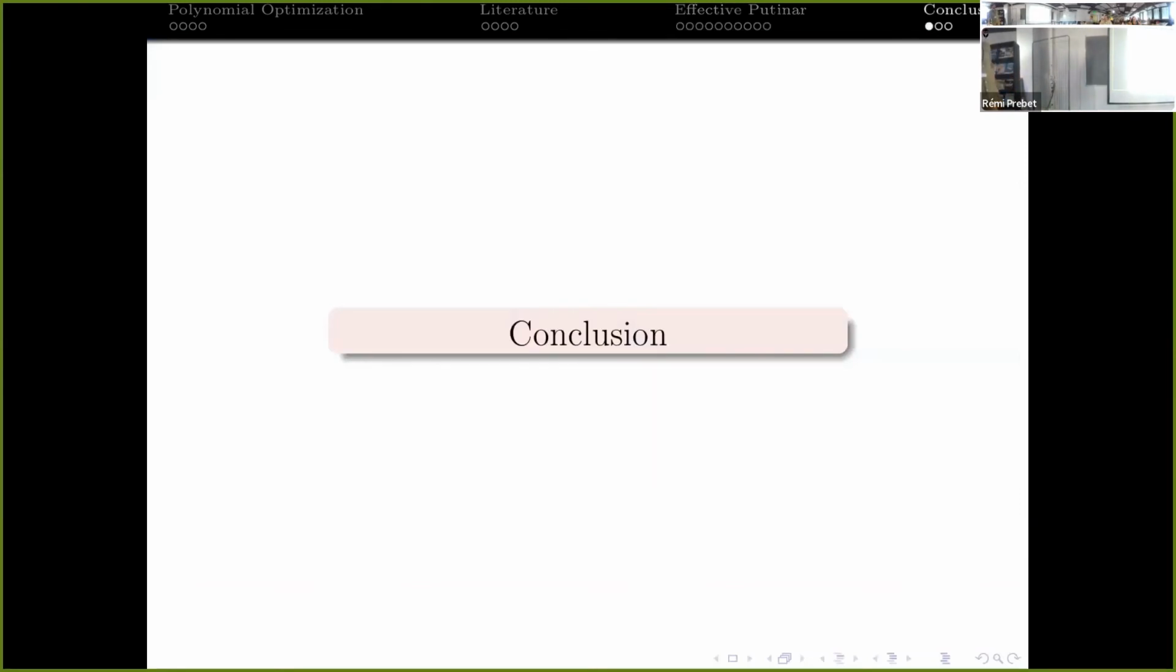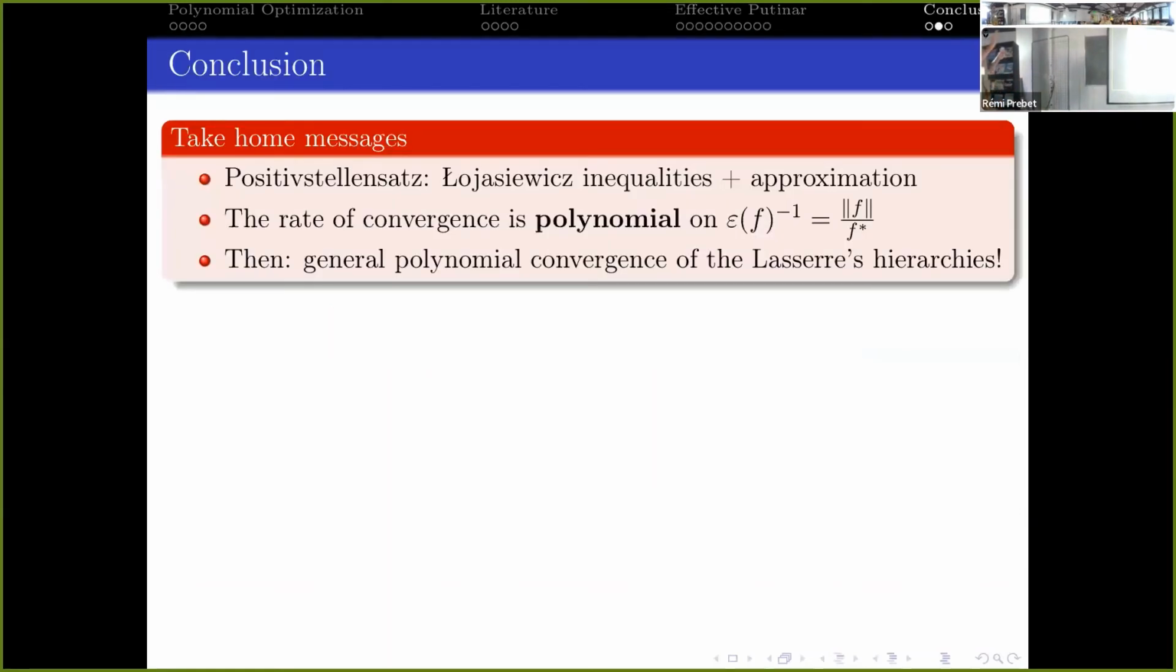Okay, so this is the conclusion. Just to take the take-home messages. So the positive Stellensatz, what we use: Lojasiewicz inequalities and polynomial approximation, nothing more. And we prove that polynomial rate of convergence, and then we have a general polynomial convergence of Lasserre hierarchies.